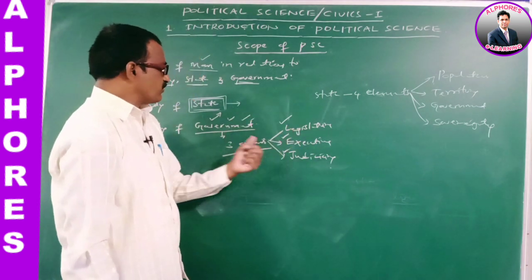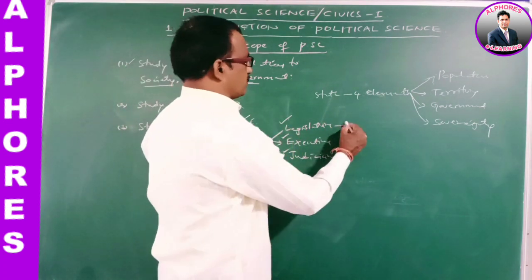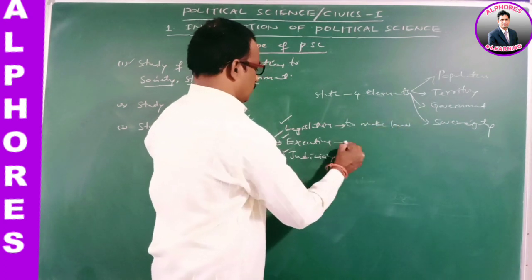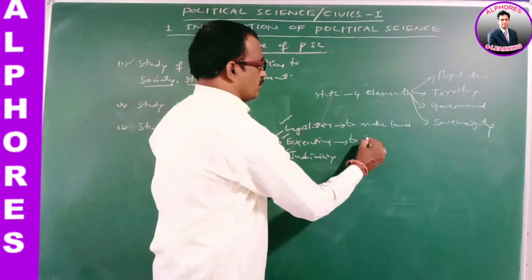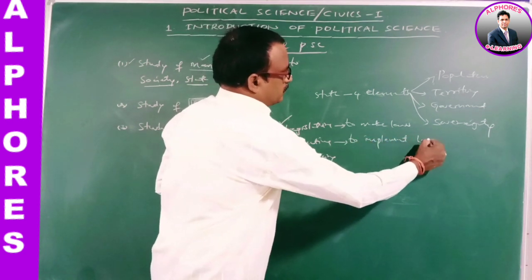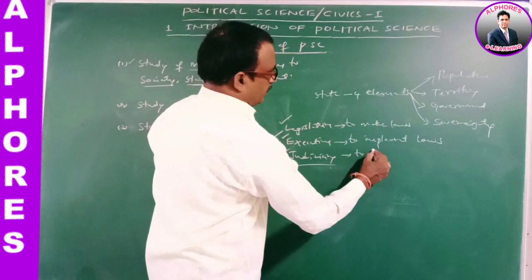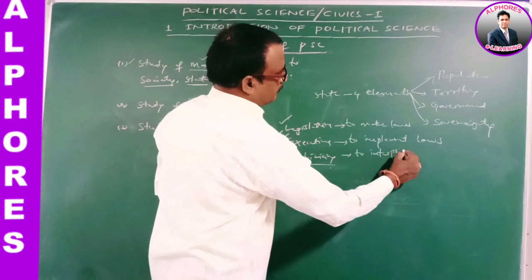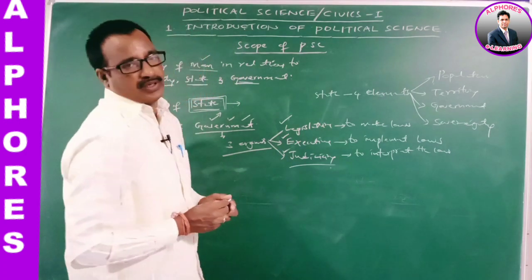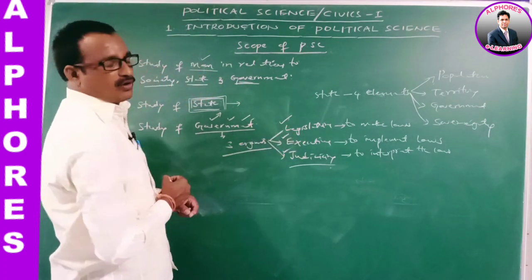So what are the functions of these organs? The legislature's function is to make laws. The function of the executive is to implement the laws. The function of the judiciary is to interpret the laws. These are the functions of the organs of the government.